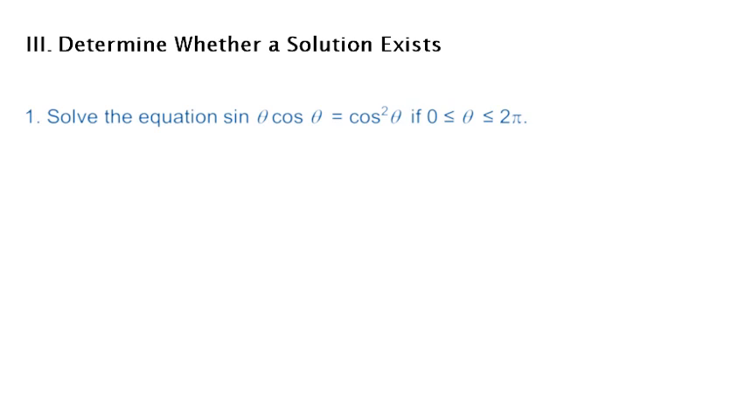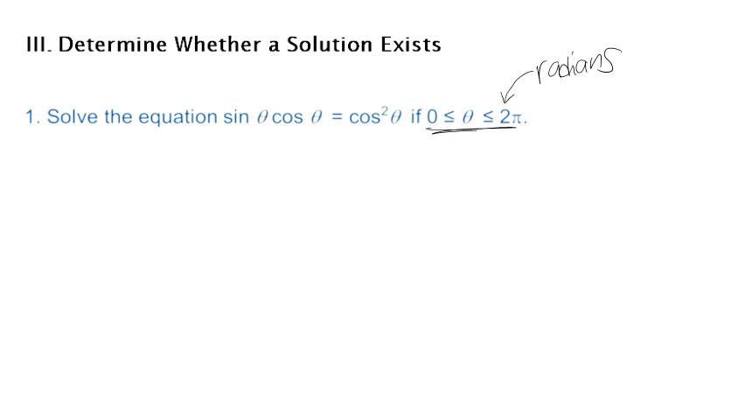All right. So, how about a question like this? Solve the equation: sine of theta times cosine of theta equals cosine squared theta. And we're going to be looking over the interval of 0 to 2 pi, which means that we want this to be in radians.